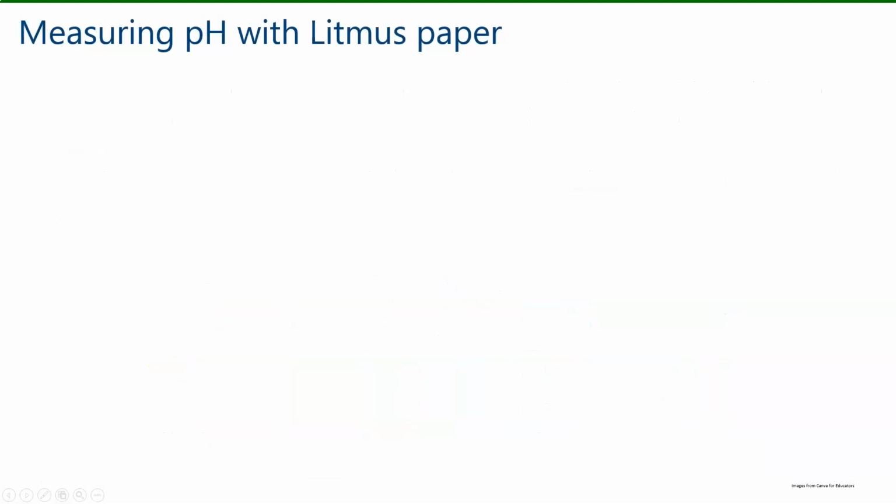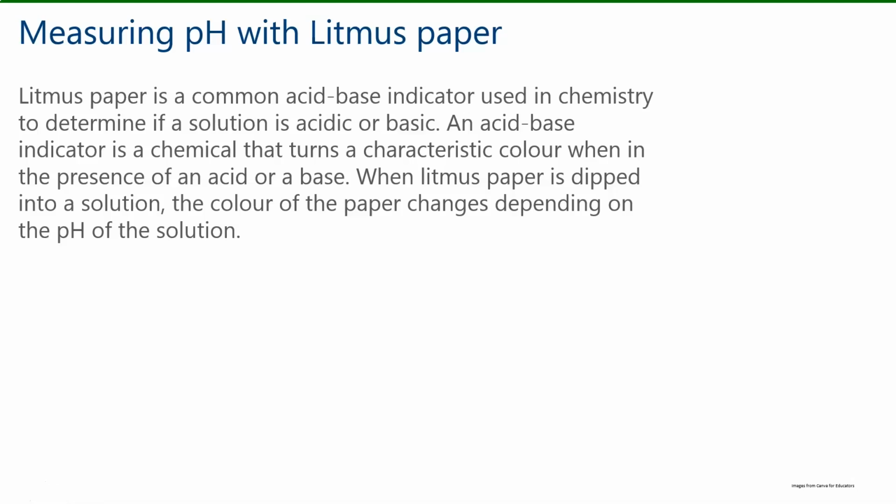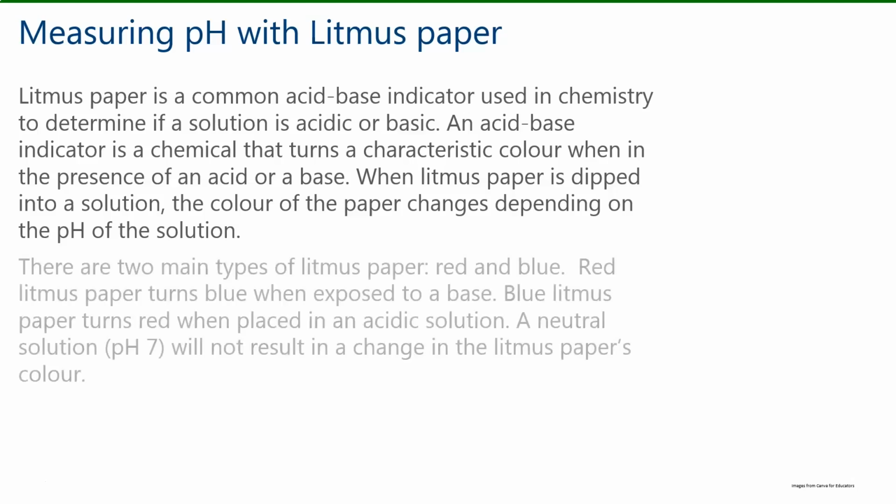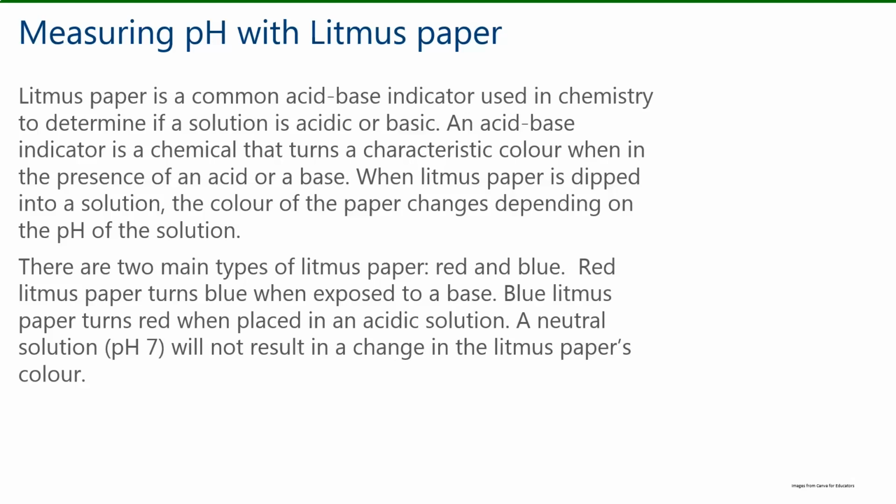One way to measure the pH of a solution is with litmus paper. Litmus paper is a common acid-base indicator used in chemistry to determine if a solution is acidic or basic. An acid-base indicator is a chemical that turns a characteristic color when in the presence of an acid or a base. When litmus paper is dipped into a solution, the color of the paper changes depending on the pH of the solution. There are two main types of litmus paper, red and blue.